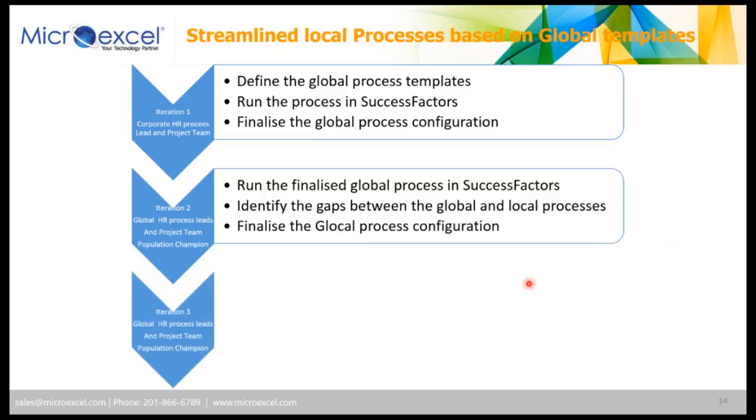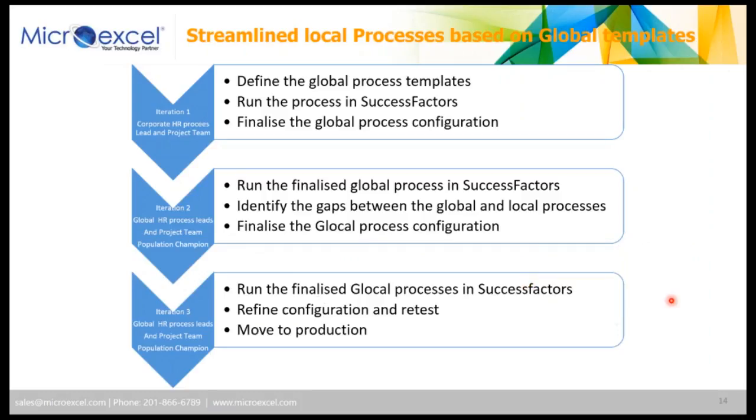Once we have done that, we have a third iteration, which is to run what we call our local processes, which is the global process with that layer of local process integrated within it. And again, of course, we will have to refine the configuration, and depending on the complexity of the company, the industry, and the spread of the population, it may require multiple iterations. It can be done all centrally, or it will require work on sites. So it depends again on the complexity of the organization we're working with.